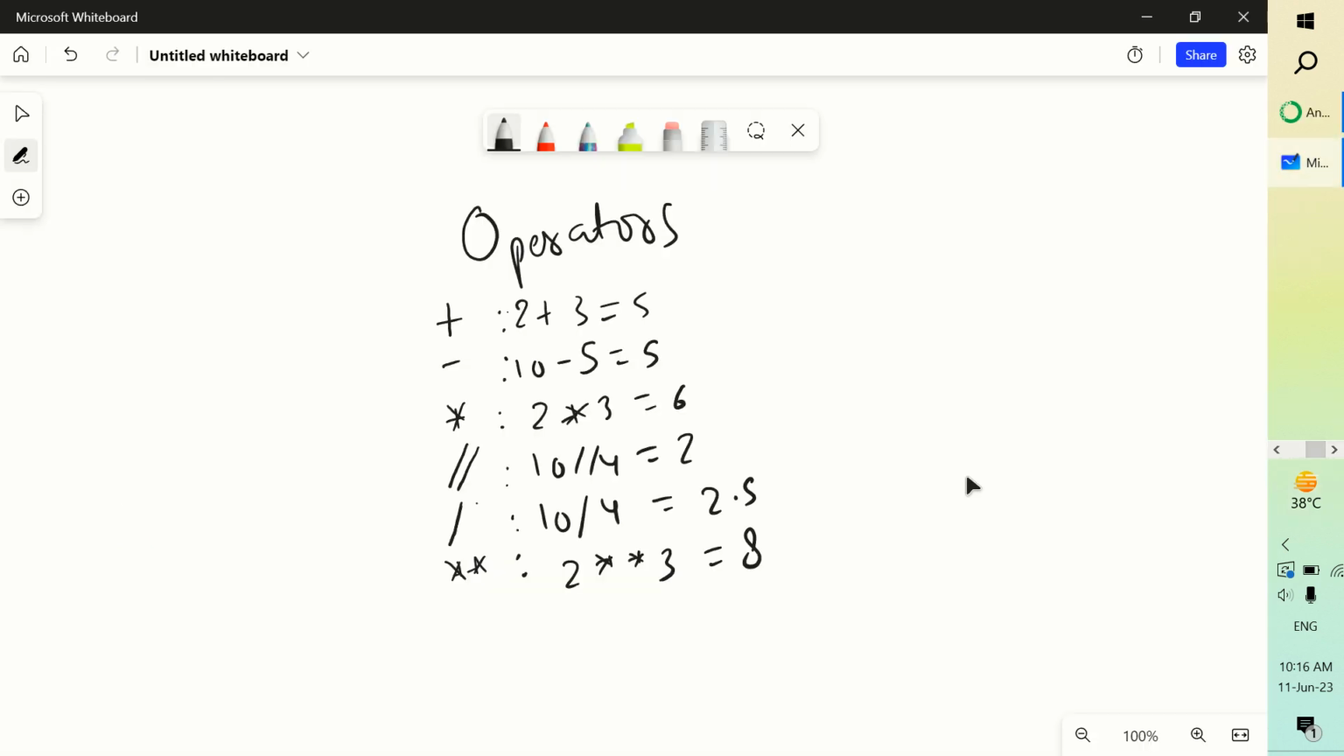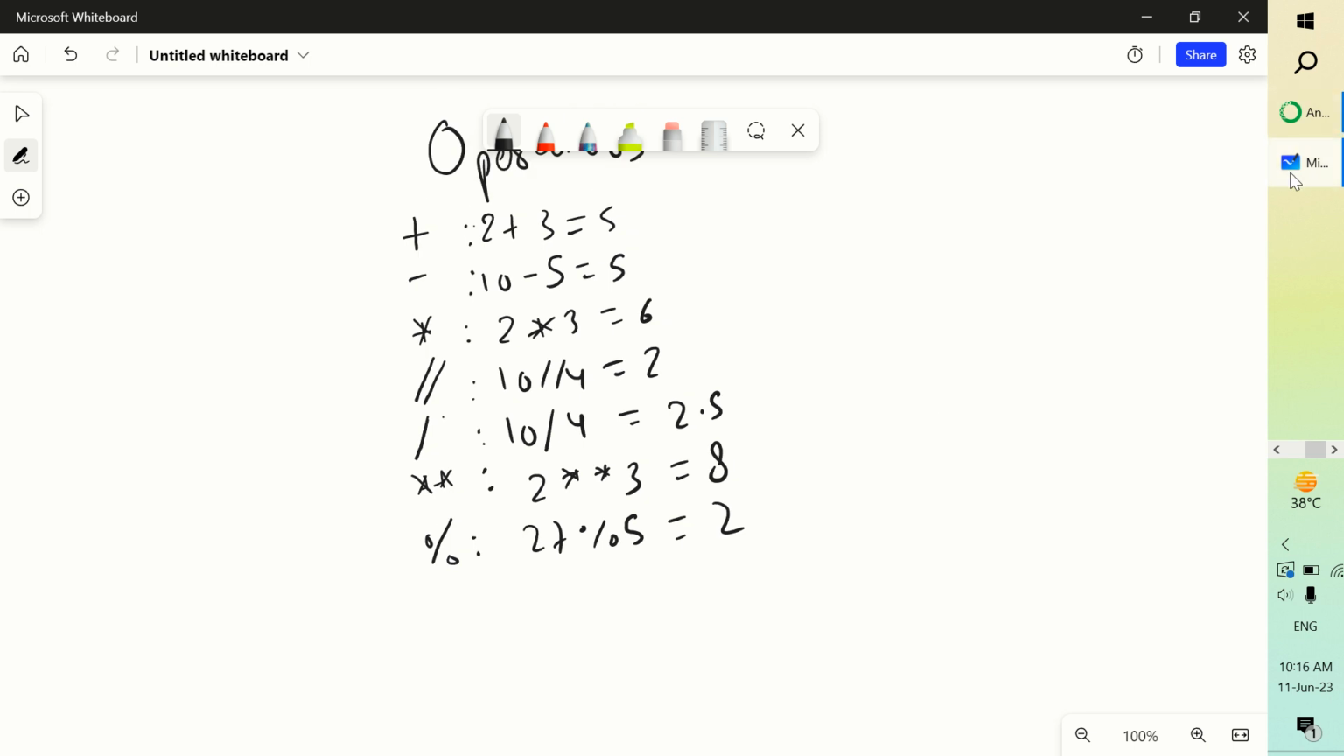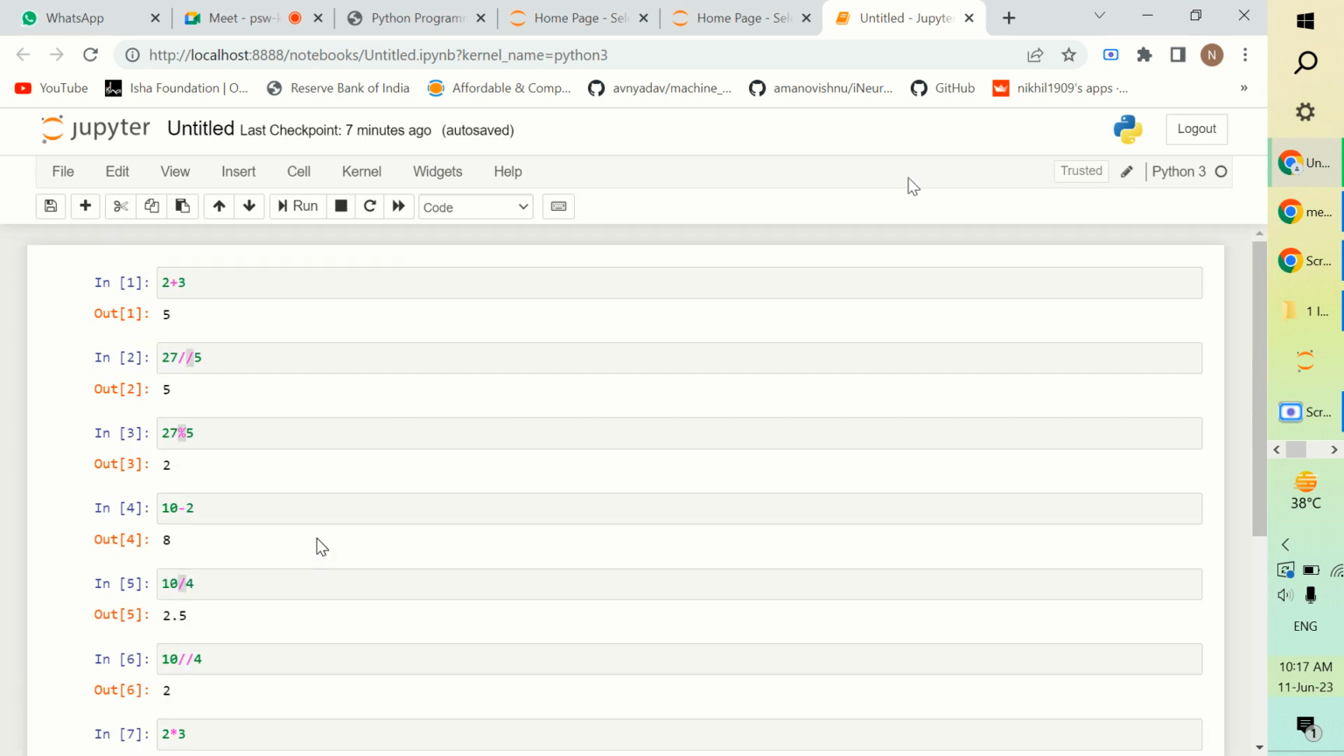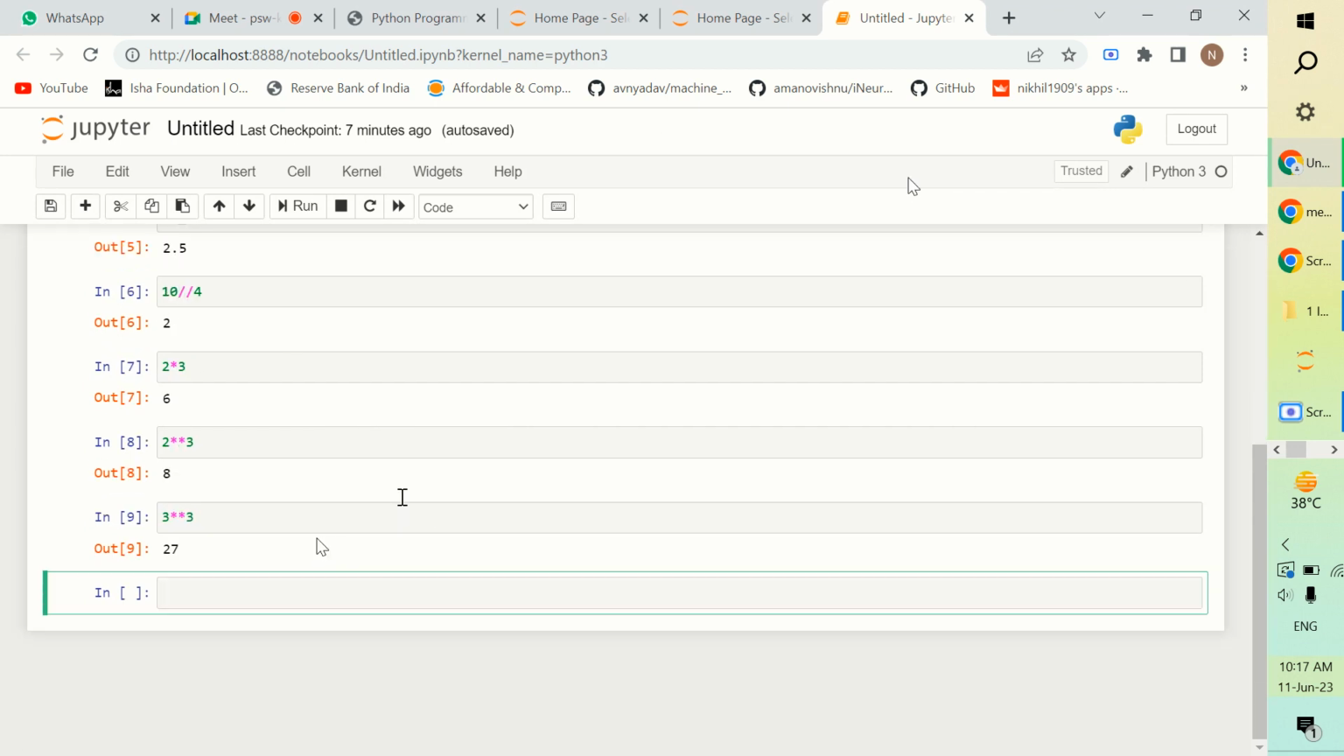Okay. This is modulo operator. So 27 modulo 5 is 2. On dividing 27 by 5 we will get the remainder 2. So this is that. Okay, all the operators are clear. These operators are used for simple calculation in Python.